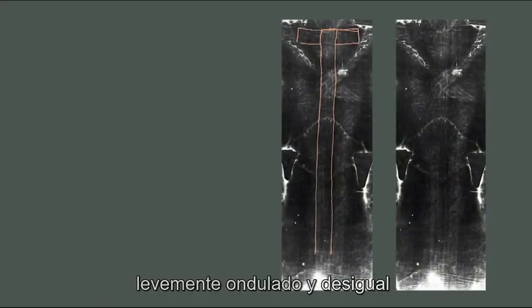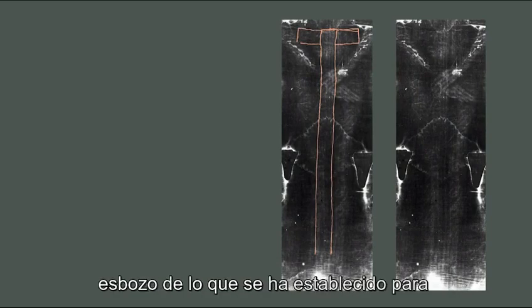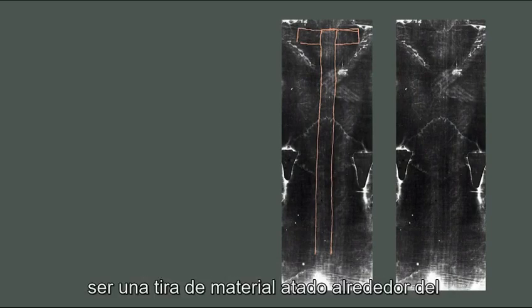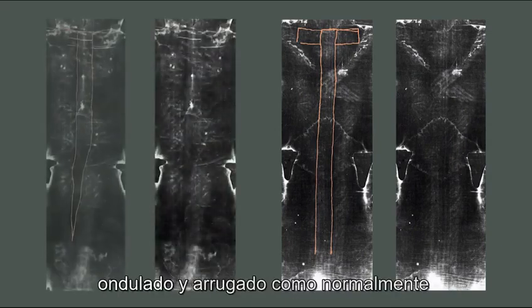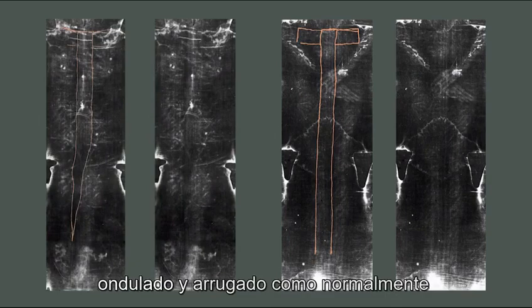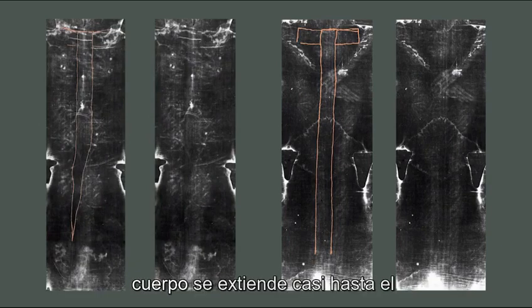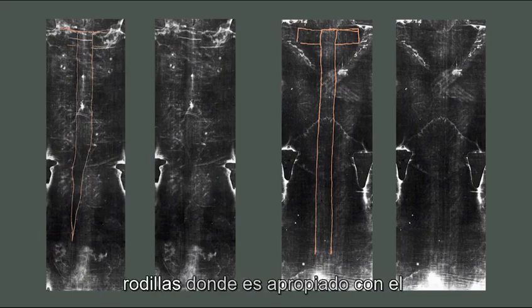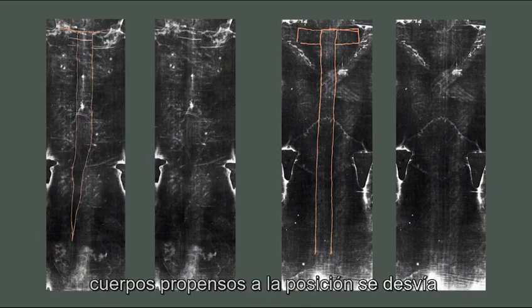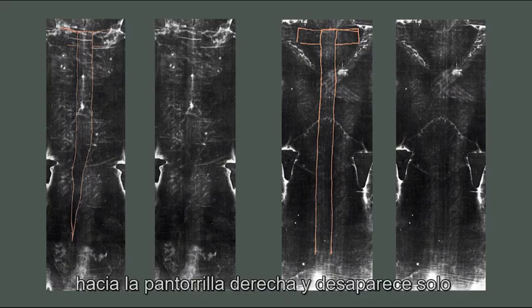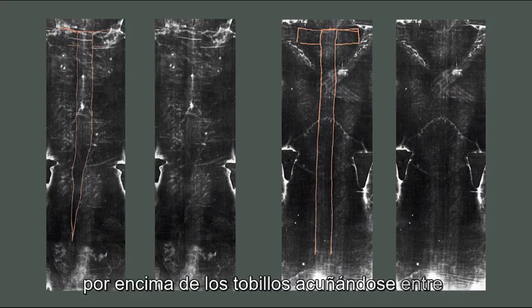The front image of the body shows the faint, slightly undulating and uneven outline of what has been established to be a strip of material tied around the waist. In the dorsal image, the strip appears undulating and wrinkled, as normally happens when fabric is tied around a body. It stretches down almost to the knees, where, as is fitting with the body's prone position, it deviates towards the right calf and vanishes just above the ankles, wedging itself between them.